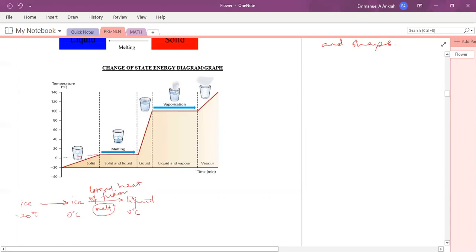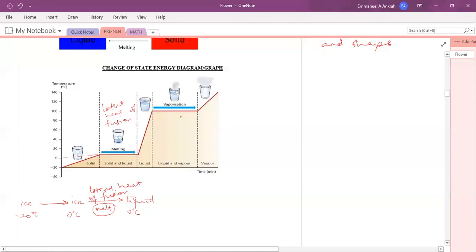It's doing some work you don't see. So the temperature doesn't go up. It stays at 0 for some time, and that's what this is. So it's a change of state here. Change of state is occurring here, and that is the latent heat of fusion. That's what we call it here.